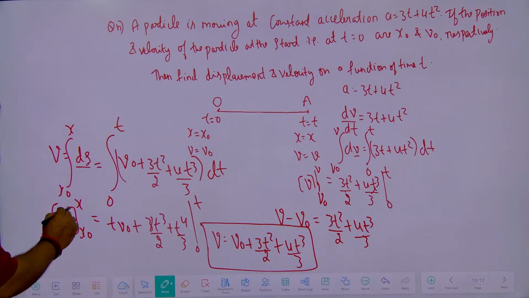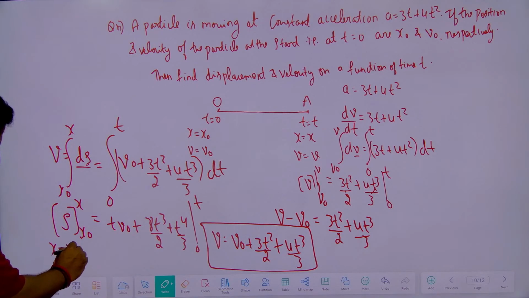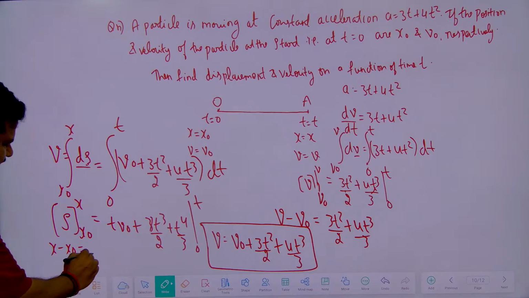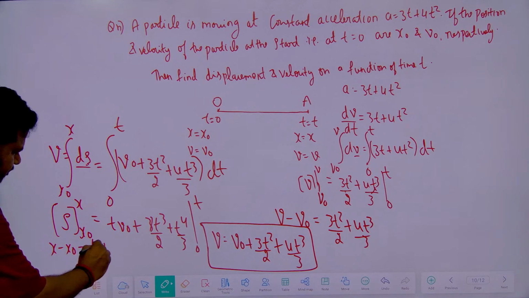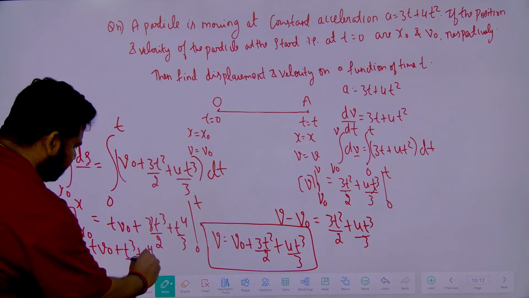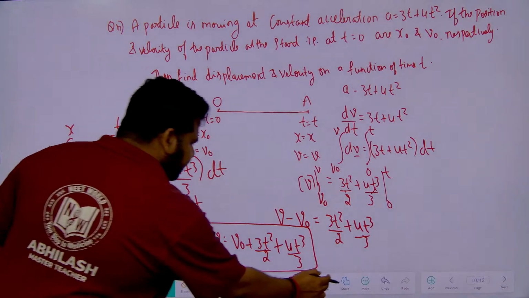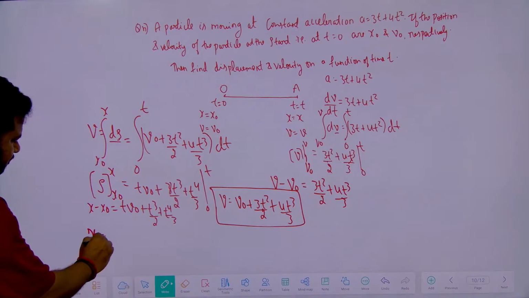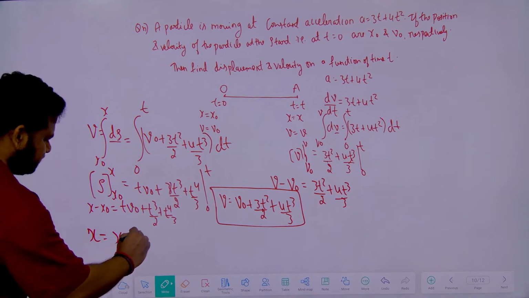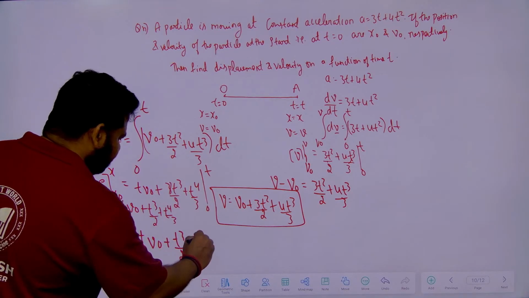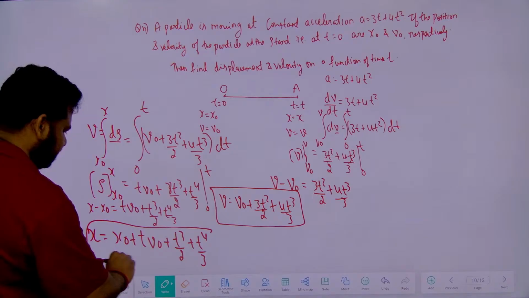So what we will have? This will be x minus x naught is equal to t into v naught. So t will only remain. Upper limit is t, lower limit is 0. Everything will become 0 only. So I can write this as t into v naught plus t cube by 2 plus t power 4 by 3. Now we have to find the value of x. So x is equal to x naught plus t into v naught plus t cube by 2 plus t power 4 by 3. This is the answer we will have.